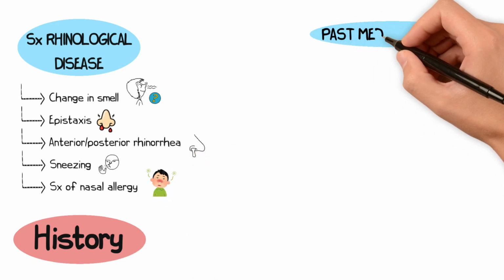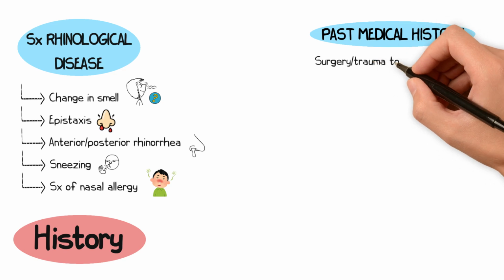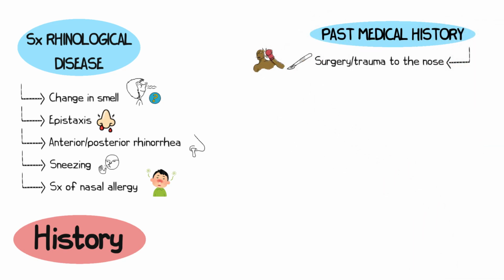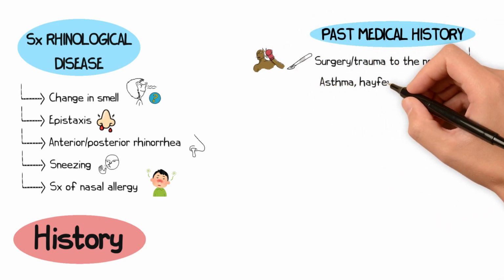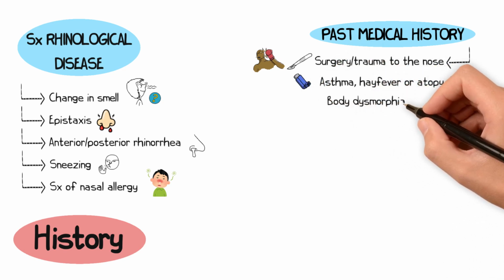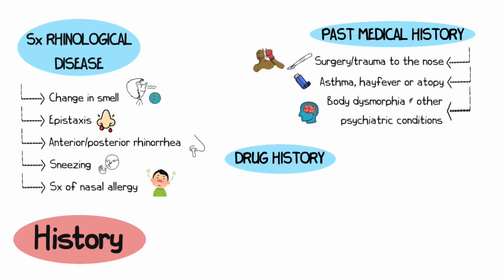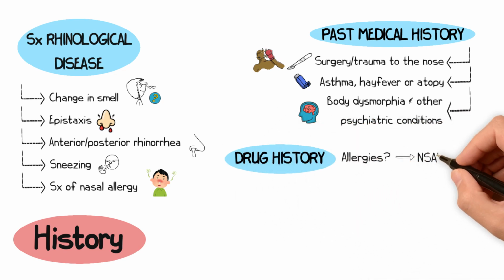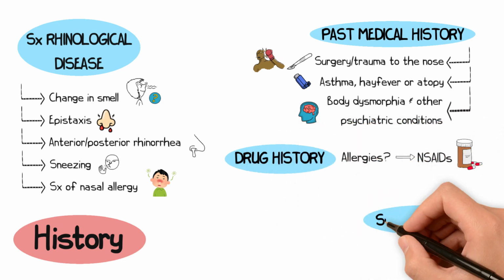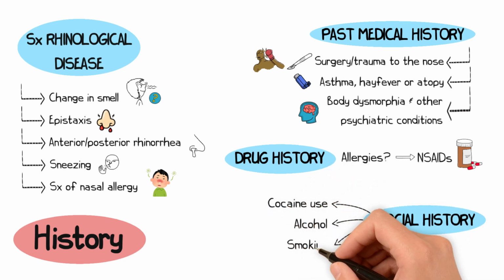With regards to the past medical history, ask about a history of any previous surgery or trauma to the nose. Does the patient have any asthma, hay fever, or atopy? Is there any history of body dysmorphia or any other psychiatric conditions? Are there any drug allergies, specifically non-steroidals? And in the social history, ask about cocaine use, alcohol, and smoking.